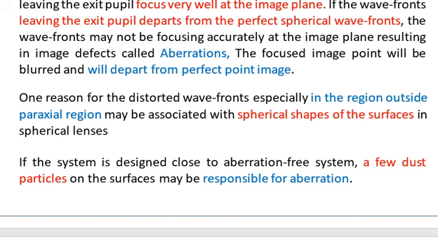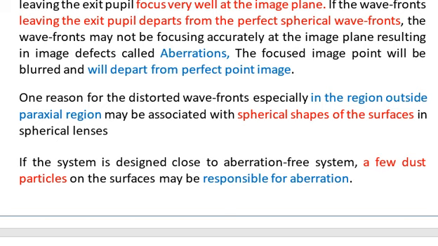So you see, if we consider only the paraxial region in the spherical surfaces, we don't need to incorporate the aberrations. But if we are including the spherical shapes and violating the paraxial regions, then of course the spherical aberrations must be included.